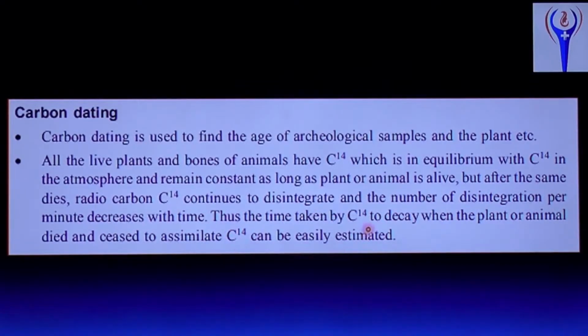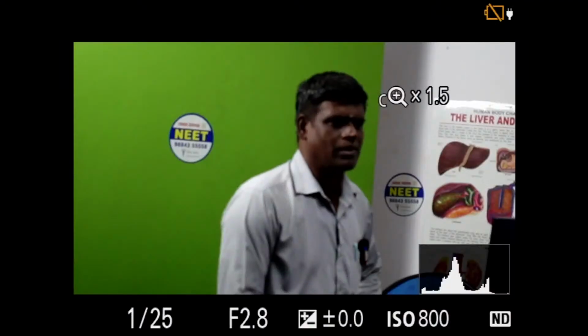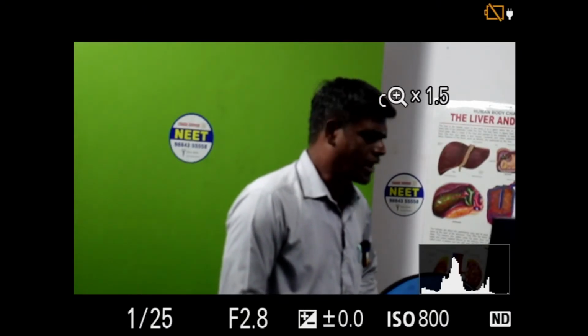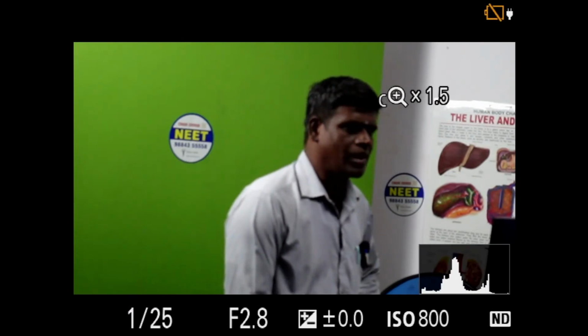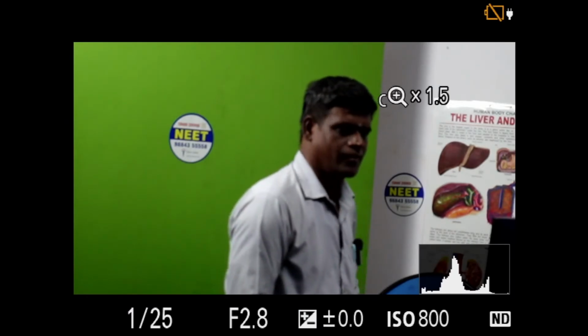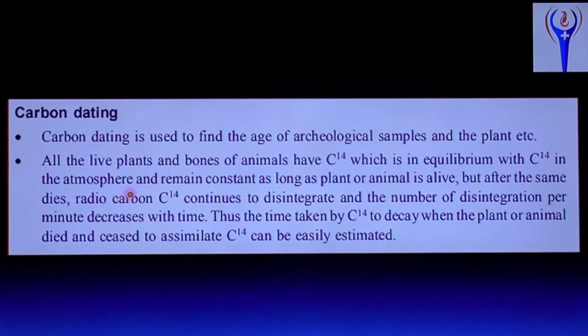Thus, the time taken by C14 to decay since the plant or animal died and ceased to assimilate C14 can be easily estimated. That is the age of a mummy, or the age of some wooden sample buried inside snow or any rock, that can be calculated using carbon dating or radiocarbon dating or radiometric dating. That is, the age of the mummy in Egypt can be calculated using carbon dating only.